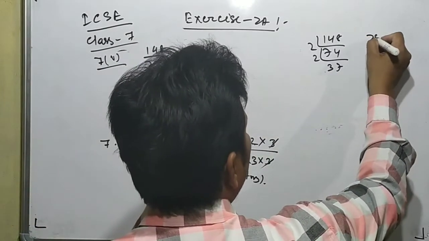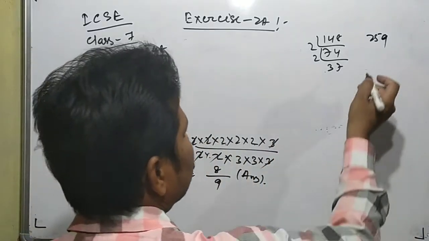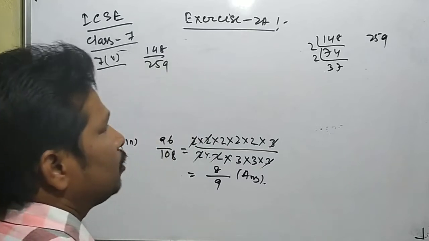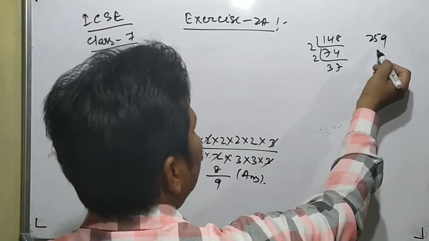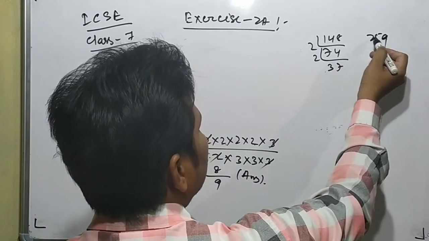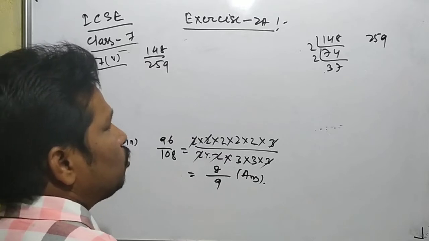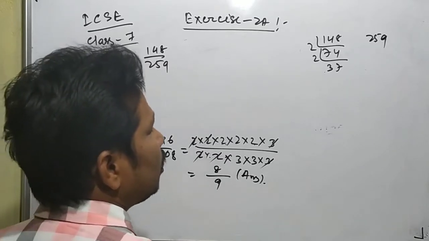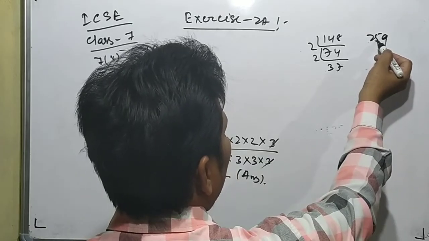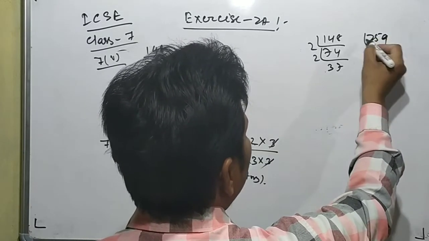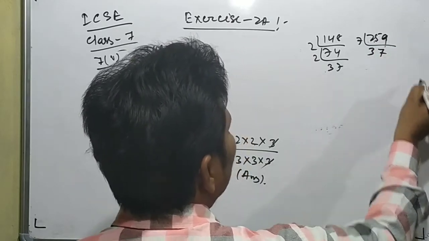Now 259. Which number will it be divisible by? Can you say that? 259 is not divisible by 2. Not divisible by 3, since 9 plus 5 is 14, plus 2 is 16. It is not divisible by 5 or 6. Let us see, is it divisible by 7? 7 times 3 is 21, carry 4, 40. Okay, it is divisible by 7. 7 times 37 is 259.